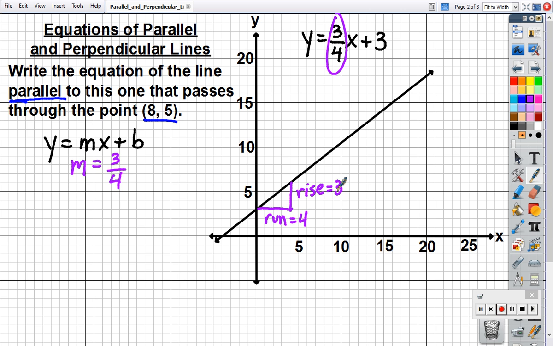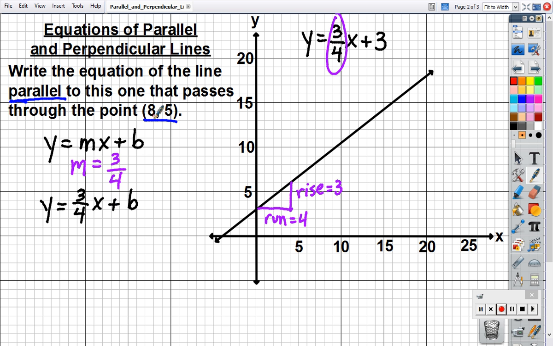All right. So now I have y equals 3/4 x plus b. Well, I need to figure out what the y-intercept would be when my line goes through the point (8, 5). I could try to move this around and redraw the line and do a whole bunch of other stuff, but that's going to take too much time. So instead, I'm going to substitute these coordinates into this equation and solve for b.